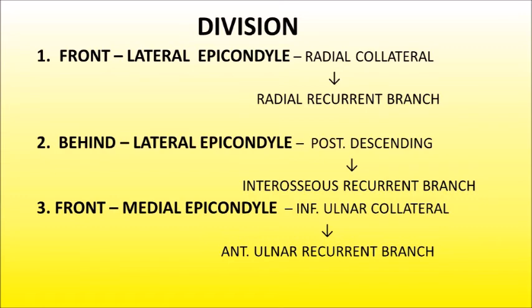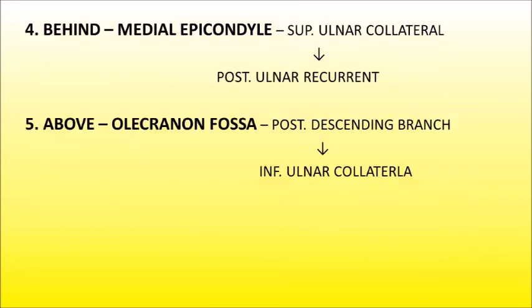In front of the medial epicondyle of the humerus, the inferior ulnar collateral branch of the brachial artery anastomoses with the anterior ulnar recurrent branch of the ulnar artery. Behind the medial epicondyle of the humerus, the superior ulnar collateral branch of the brachial artery anastomoses with the posterior ulnar recurrent branch of the ulnar artery. Just above the olecranon fossa, a branch from the posterior descending branch of the profunda brachii artery anastomoses with the branch from the inferior ulnar collateral artery.